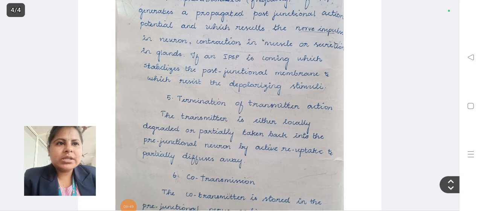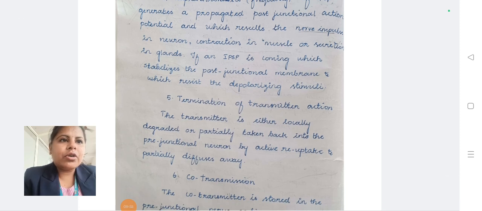The last one is termination of transmitter action. The transmitter is either locally degraded, or partially taken back into the pre-junctional neuron by active reuptake, or partially diffuses away.